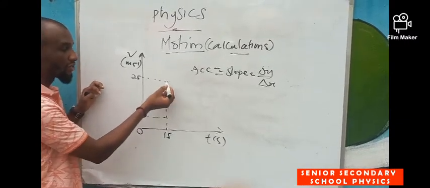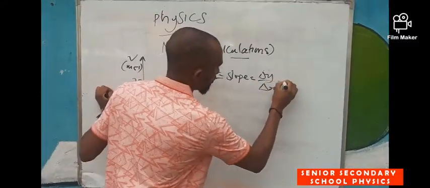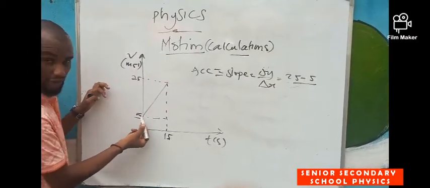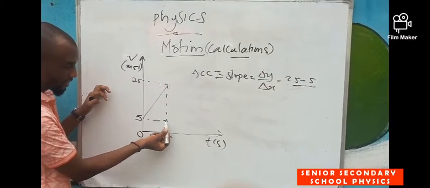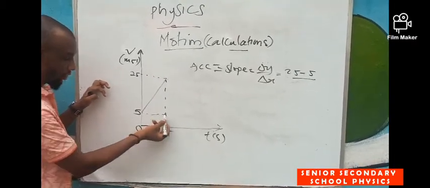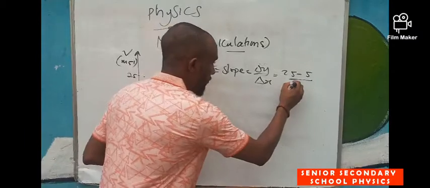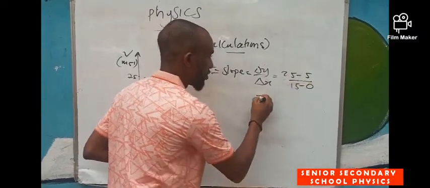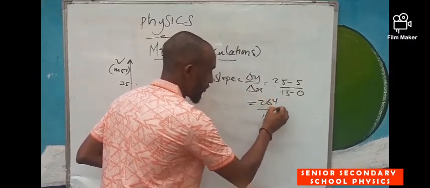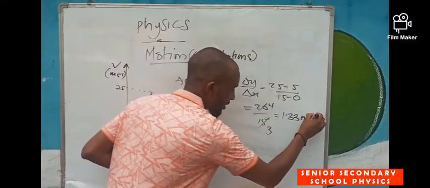Now, the change in y is from here to here, which is 25 minus 5. For x, x is from here to here. Taking the value from the graph, it is from 15 to 0, so that is 15 minus 0. So this will give us 20 over 15. 5 into 20 gives us 4, and 5 into 15 gives us 3, which is 1.33 meters per second squared.